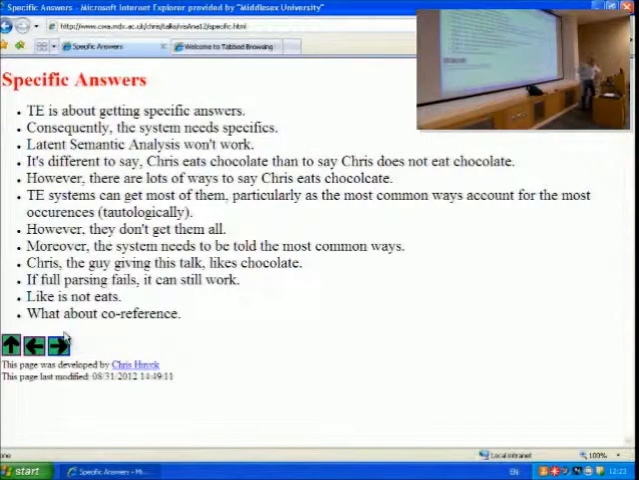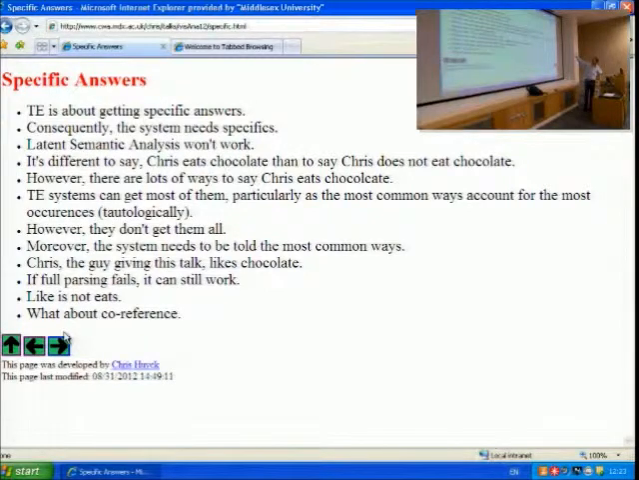Sweet. Text extraction is about getting specific answers. Consequently, the system needs specifics. Latent semantic analysis won't work, right? It's different to say Chris eats chocolate and say Chris does not eat chocolate, right? Latent semantic analysis will give you the same exact result for either of these things, right? "Not" actually gets pulled out of most LSA algorithms.